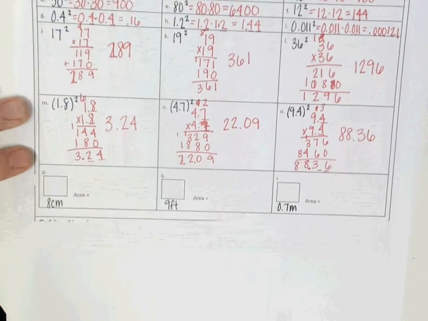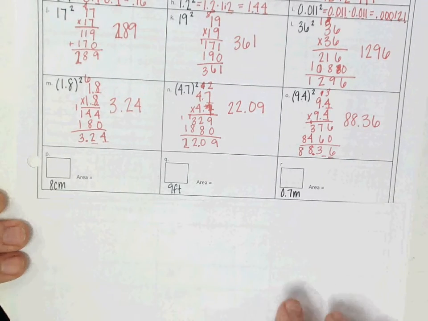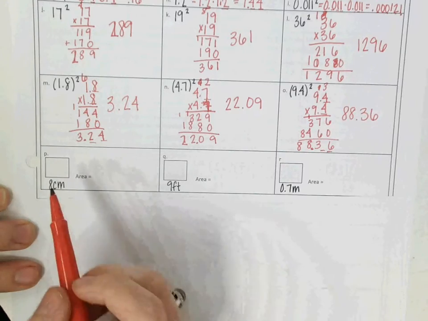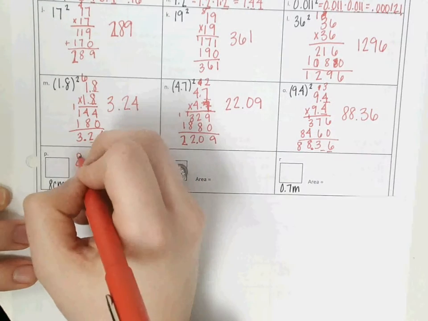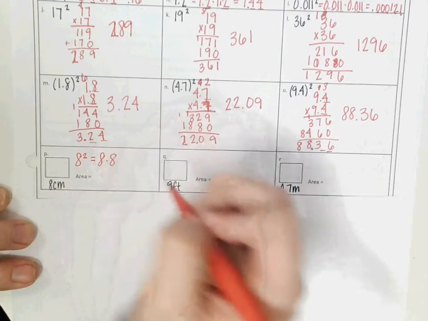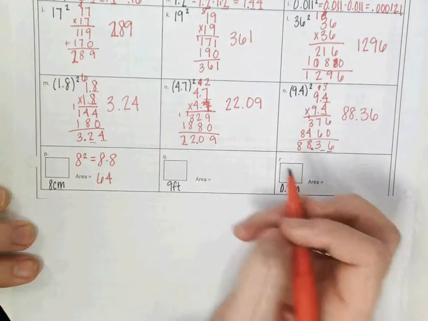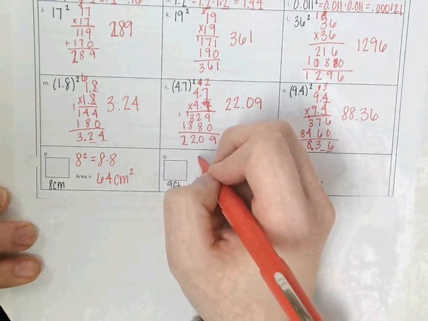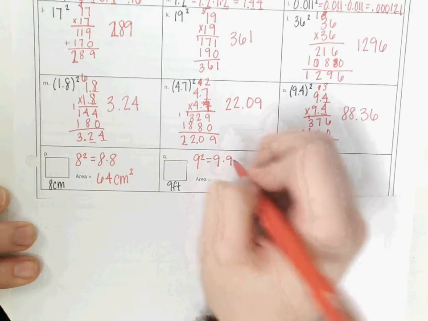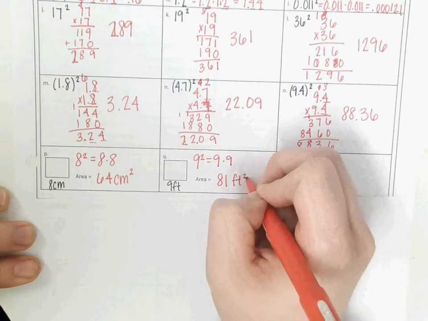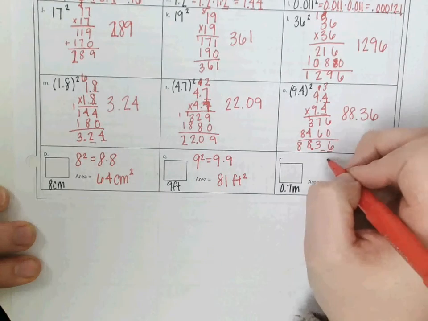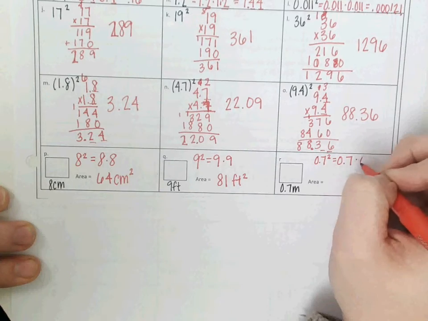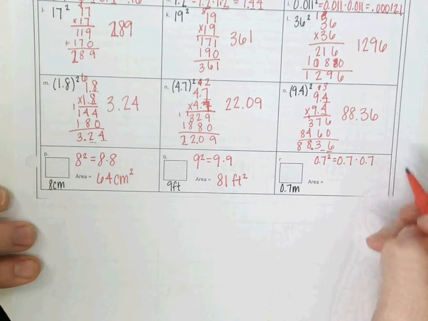And then we have this last section here, and we need to find the area of a square. So if you guys remember, to find the area of a square, we do side squared. So we get to do 8 squared, which is 8 times 8. It's going to give us 64, and then we need to put our units, and it's going to be centimeters squared. So then Q is going to be 9 squared, or 9 times 9. So that's 81 feet squared. And then here we're going to have 0.7 times 0.7, or 0.7 squared. And we know 7 times 7 is 49.